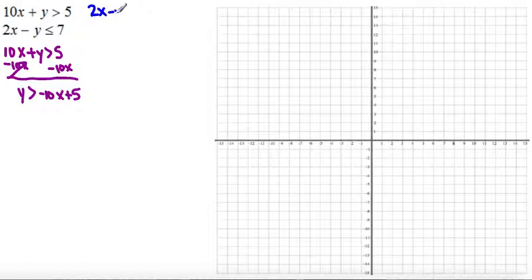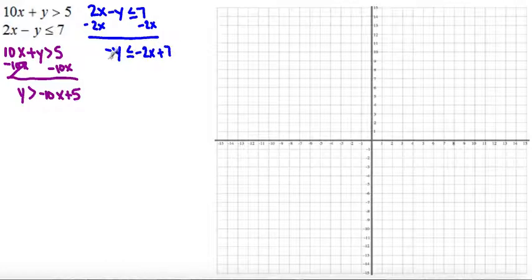I have 2x minus y less than or equal to 7. Subtract 2x on both sides. Of negative y less than or equal to negative 2x plus 7. I have to get y by itself, so divide everything by negative 1. Since I divided by negative, my inequality symbol switches to greater than or equal to, and then I have negative 2x divided by negative 1 is positive 2x. And then 7 divided by negative 1 is negative 7.